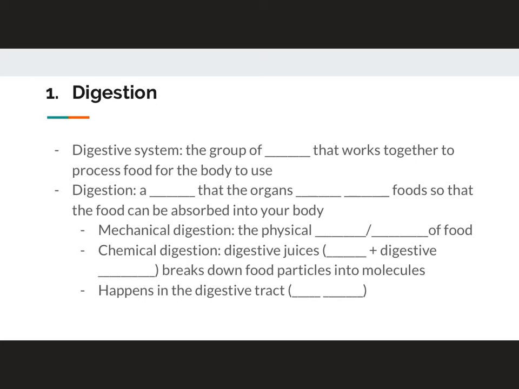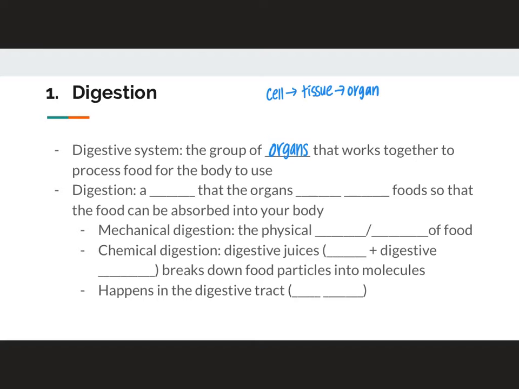Number 1, digestion. Because we are going to talk about digestive system, it is important to know how things work with our organs. The definition of digestive system is the group of organs that works together to process food for the body to use. Basically, organs are going to start from small cells, and when you have those small cells, they form tissue. And then when you have a whole bunch of tissues together, they're going to form an organ.